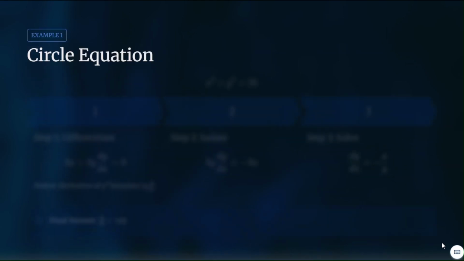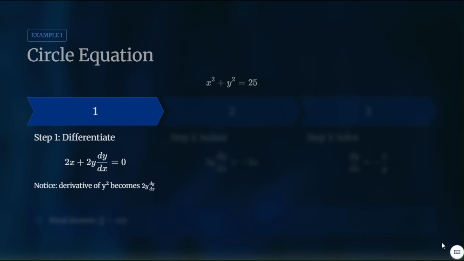Here's our first example. We have the circle equation x squared plus y squared equals 25. So step number 1, differentiating with respect to x. The derivative of x squared with respect to x is 2x. And the derivative of y squared with respect to x would be 2y times dy/dx. So notice how when differentiating a y term, we multiply by dy/dx. And that will be equal to the derivative of 25. The derivative of a constant is always 0.